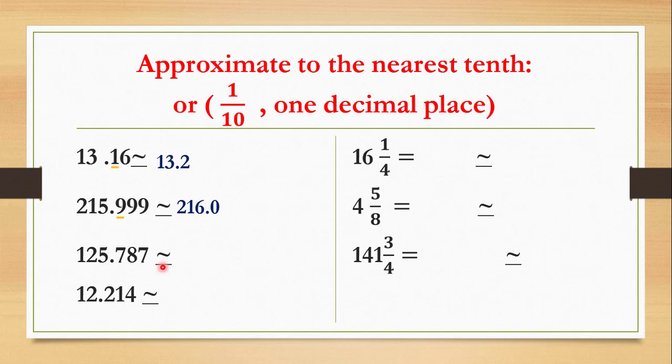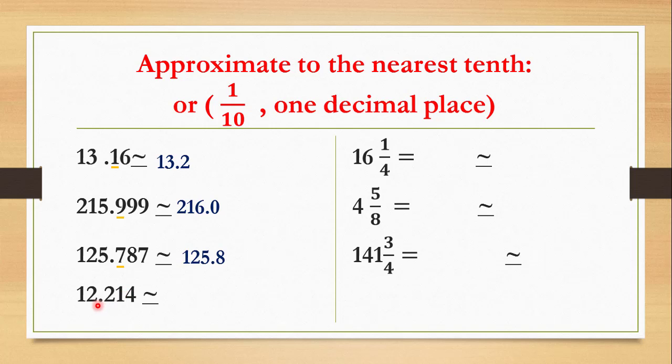125.787 is approximately equal to what? Also to the nearest 1 decimal place or tenth or 1 over 10. Okay, what is the tenth? To the right of the decimal point we have 7. This is the tenth. Look at the right, we have 8. 8 is greater than 5. So in this case I'll add 1 to 7 to become 8. So the approximation will be 125.8.